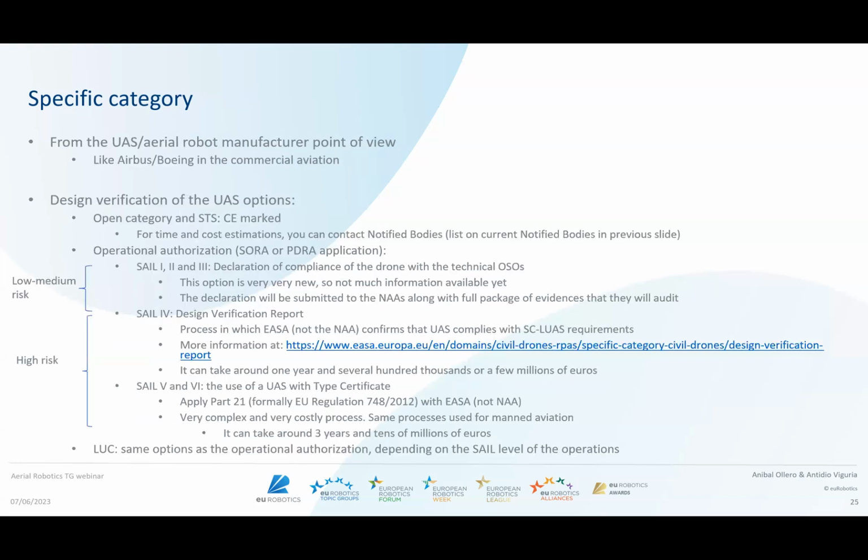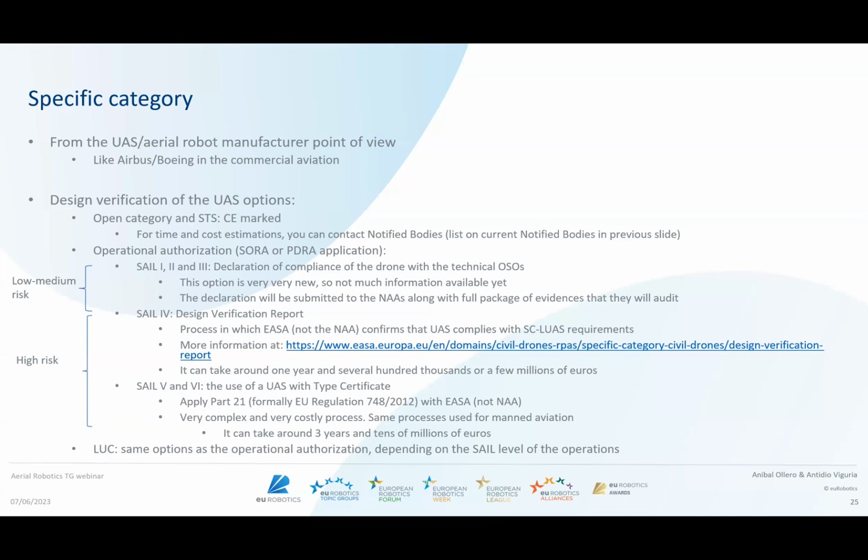Okay, now let's see the specific category from the point of view of the manufacturer. Okay, I'm Airbus or I am Boeing. So what do I need to do to sell a UAV, an aerial robot, in these categories? So for the open category and the standard scenarios, the two standard scenarios, you need to have a CE mark drone. If you don't have a CE mark drone, people are not going to buy it for the open category and the standard scenario.